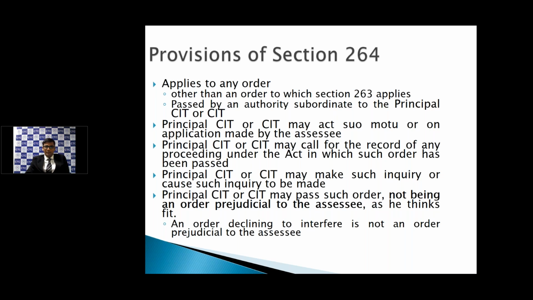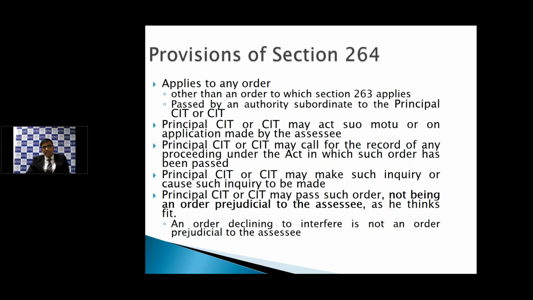Now if an assessee is aggrieved by that order, one course available to the assessee could be to file an appeal before the CIT appeal under section 246A. Another course open to the assessee is making a revision petition under section 264. So what section 264 gives is that the principal CIT or CIT may either act suo motu or on application made by the assessee. Any order passed by an authority which is subordinate to the principal CIT or CIT. So very wide coverage of section 264. Any order passed by any subordinate authority, but that order should be against the assessee.